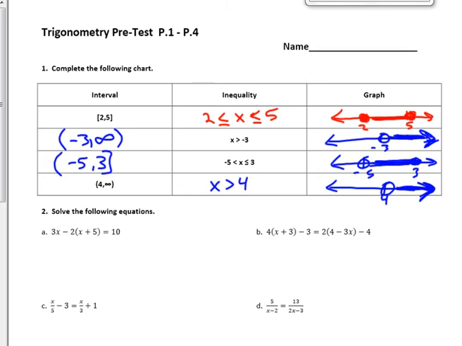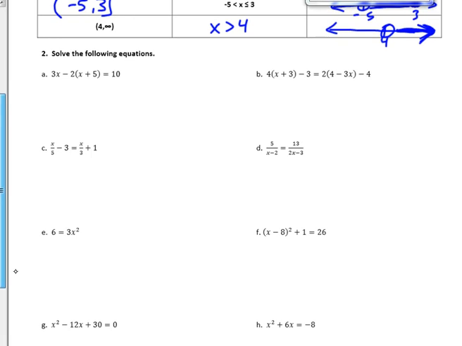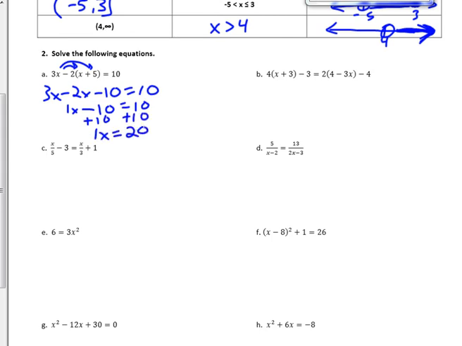Number 2 is solving the equations. Solve the following equations. First thing here, distributive property. So we've got 3x minus 2x minus 10 equals 10. 3x minus 2x is 1x minus 10 is equal to 10. Add 10 to both sides. And I get 1x equals 20, which is exactly what I'm looking for. I'm looking for 1x.